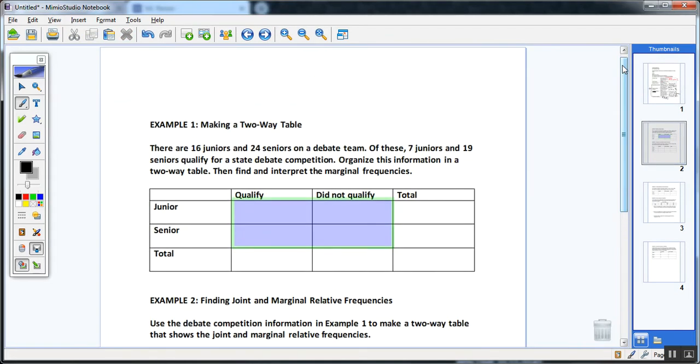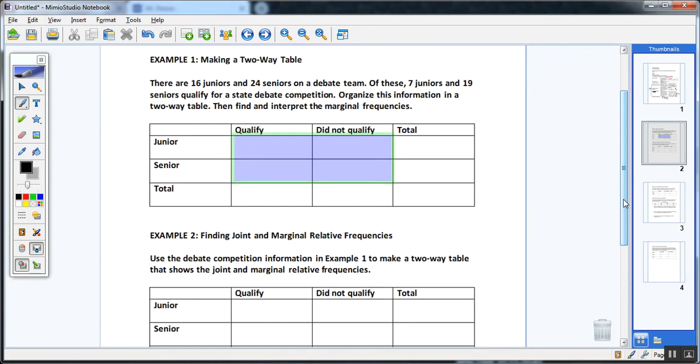So at the very top of this right here, example 1, how to make a two-way table. Volunteer to read example 1, please. Thanks, Michael. There are 16 juniors and 24 seniors on a debate team. Of these, 7 juniors and 19 seniors qualify for a state debate competition. Organize this information in a two-way table. Then find and interpret the marginal frequency.